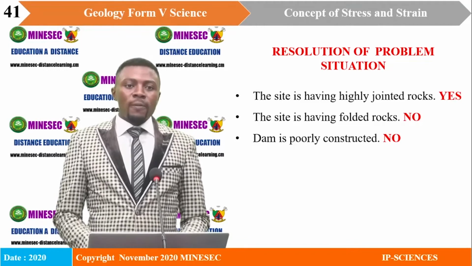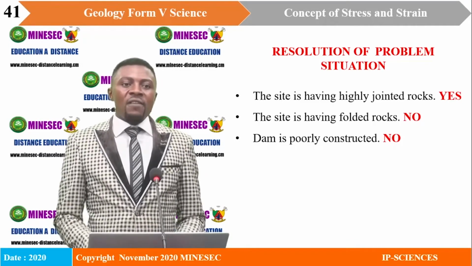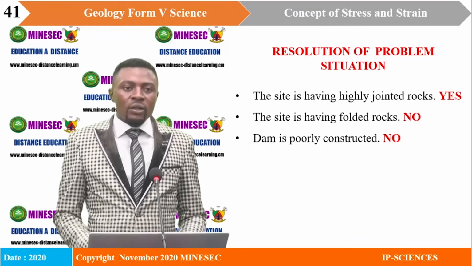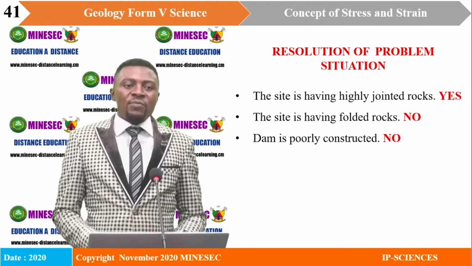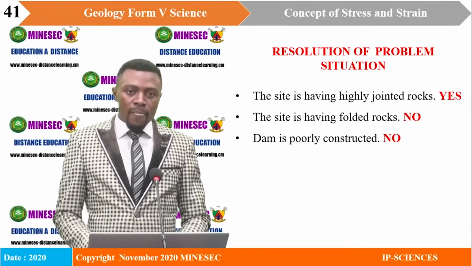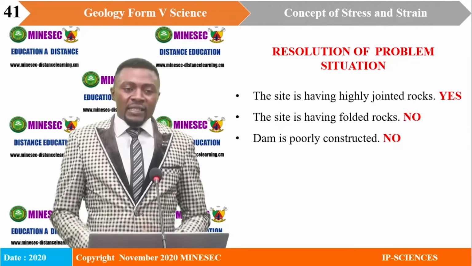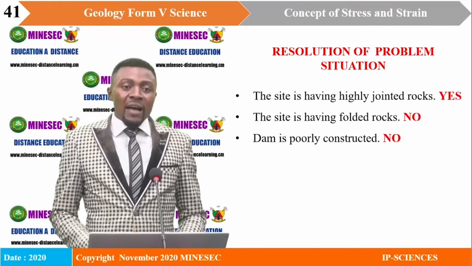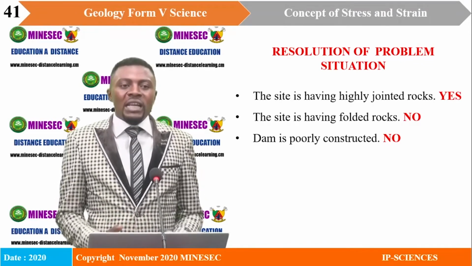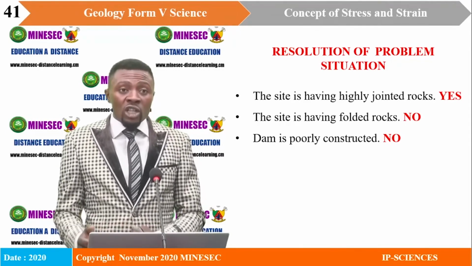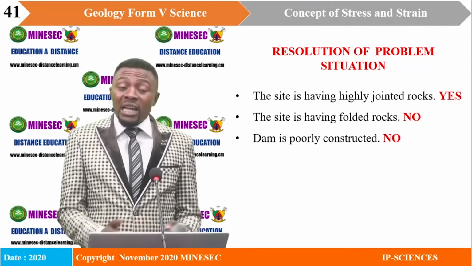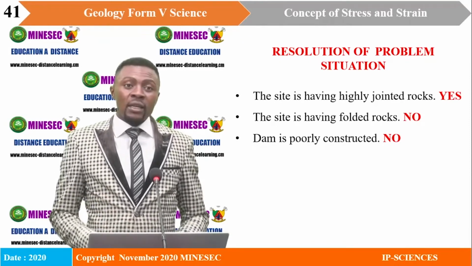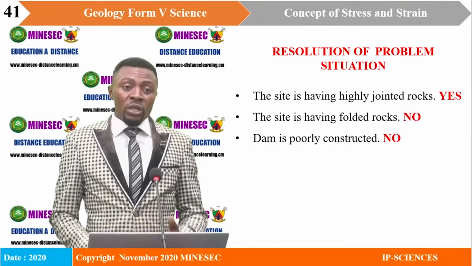These are the proposed options. The first: the site is having highly jointed rocks. We say yes to that. Reason being that the rocks of that area have been subjected to what? Brittle deformation. When that happens, joints or fractures are created. And when these deformation structures are created, they will now act as what? Passageway for water that was to accumulate in the reservoir. So because of those joints, which act as passageway for water and other fluids, the water that was supposed to accumulate in the reservoir actually moved through those joints, thereby leaving the dam without water.